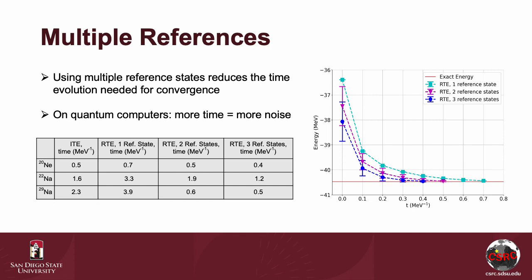I also implemented this algorithm to find the ground state energy of 2 other isotopes, sodium-22 and sodium-29. So in the table, I've compared the results for using imaginary time against the results for using real time with multiple reference states. So we can see for all 3 of these isotopes that we were able to achieve convergence in the same time steps or even fewer time steps than with the imaginary time evolution.